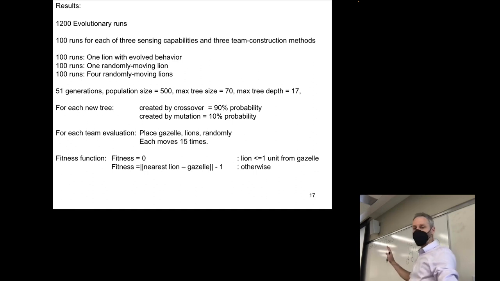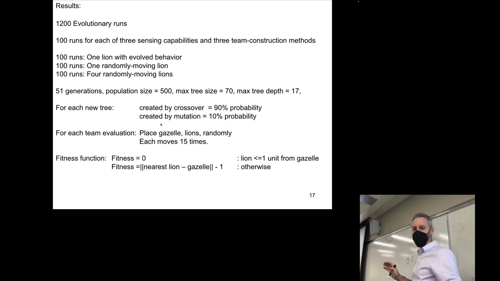Okay, so let me just back up for a moment. We'll come back to the results. As I mentioned, they did a bunch of trials for these nine cases. They did 100 independent evolutionary trials for each of these nine cases, plus an additional 300 control runs. These are sort of sanity checks. So they did 100 evolutionary runs where they just evolved behavior for one lion. There weren't any other lions in the pack. As you can imagine, this lion didn't do very well. They did 100 runs of just a randomly moving lion, so there isn't even any evolution going on here, and 100 runs of four randomly moving lions. So a total of 1,200 runs.